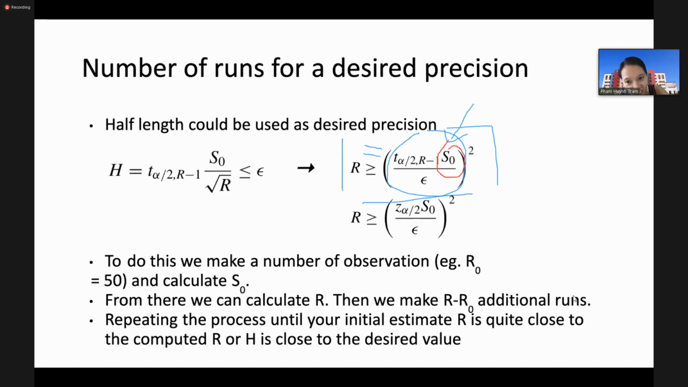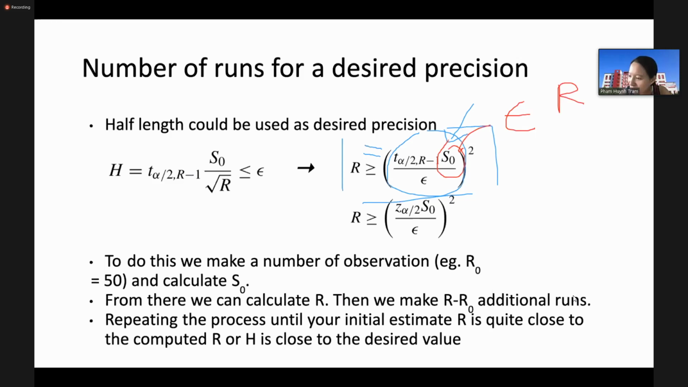This is the variance, right? The variance from our replication in our simulation. So if you run it 20 times, you have to calculate the variance from the 20 replication of our simulation. But it means that this one depends on the number of replication we run.